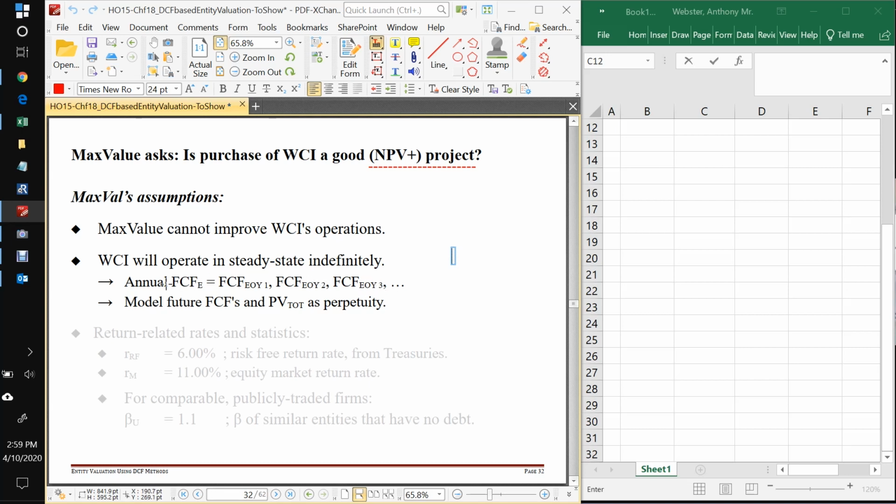So that means that the free cash flow dividends that they're going to get out of this firm, if they do buy it, are going to be constant. The free cash flow they can get at end of year 1 is going to be the same as end of year 2, end of year 3, etc. They're all going to be the same because they are using this steady state assumption here. Okay, so if this steady state assumption is true, and they want to be simple about this, they can model the free cash flows and PV total as a perpetuity. Okay, so this is a very simple model.